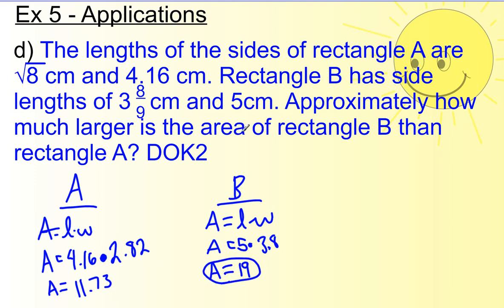Approximately how much larger is the area of rectangle B than rectangle A? So we know that rectangle B is bigger, but we didn't answer the question. How much bigger is B than A? If you're trying to find how much bigger something is, or how much smaller, or what is the difference, you're going to subtract the two things. So I'm going to take rectangle B minus rectangle A. 19 minus 11.73, and that will tell me the difference.